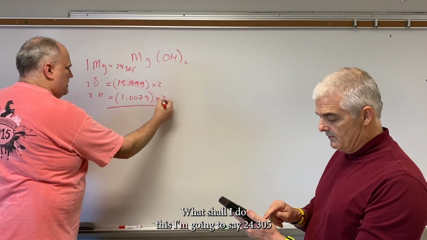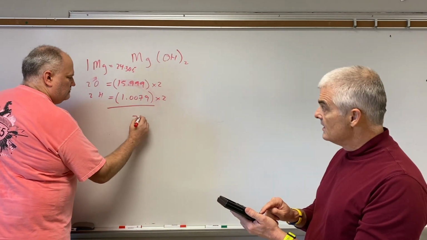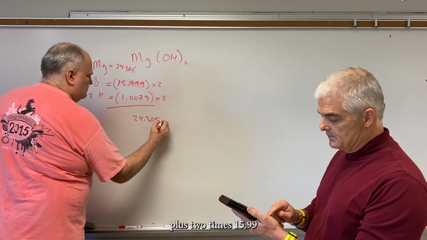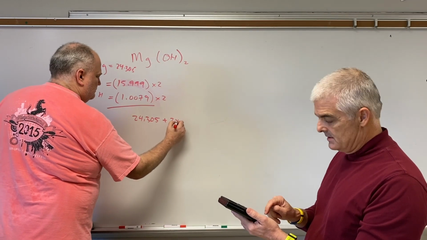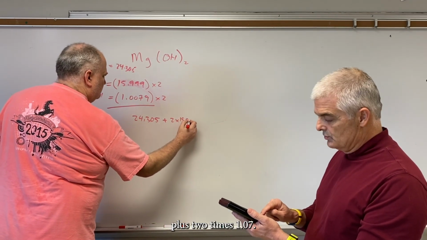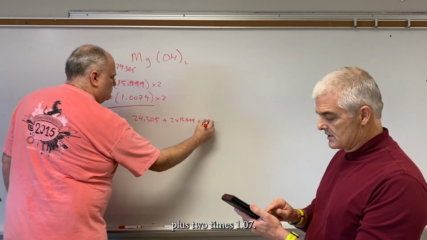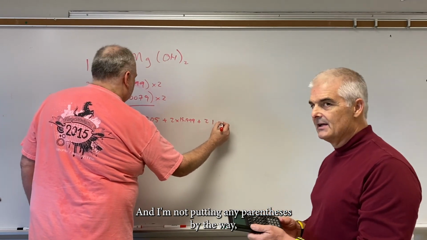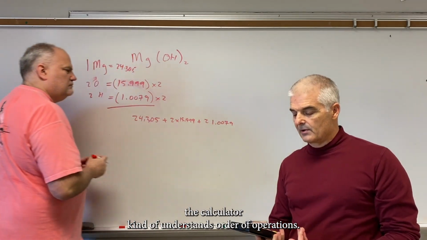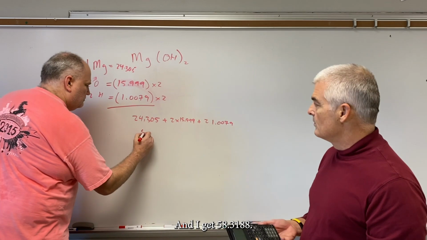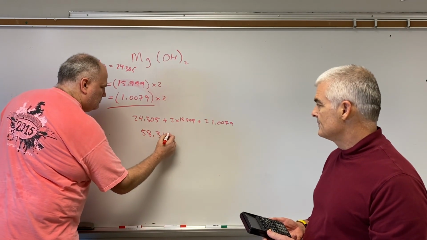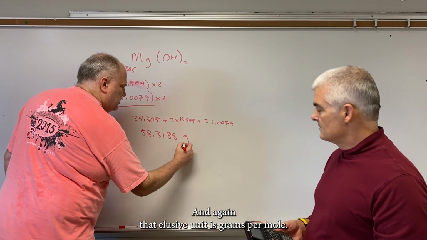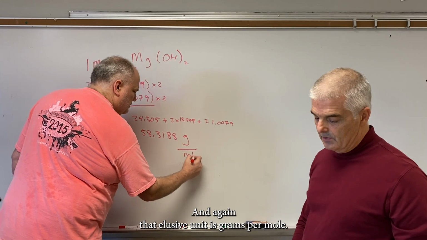I'm going to say 24.305 plus 2 times 15.999 plus 2 times 1.0079. I'm not putting any parentheses, by the way. The calculator understands order of operations, and I get 58.3188. And again, that elusive unit is grams per mole.